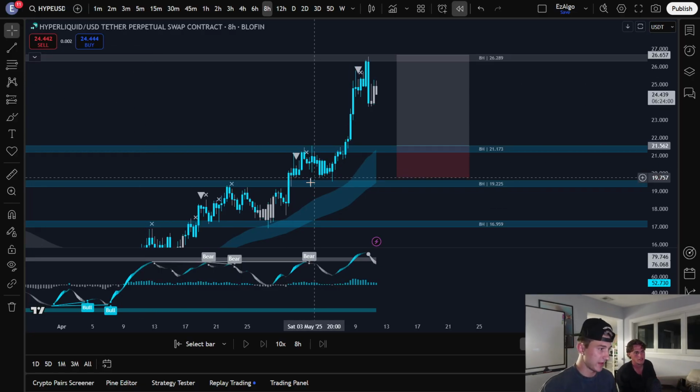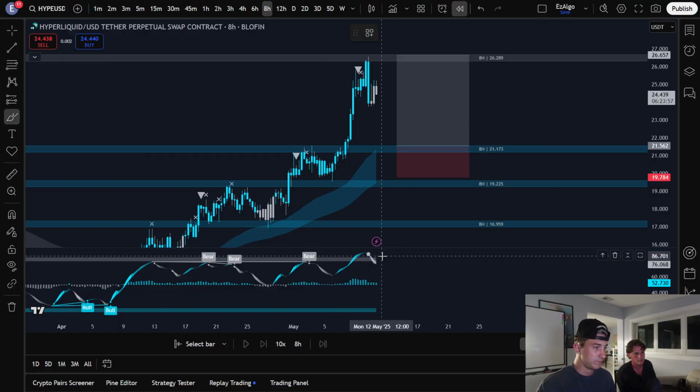So here's the other thing too. You notice how we're getting bearish divergences right here, and then at the top there.